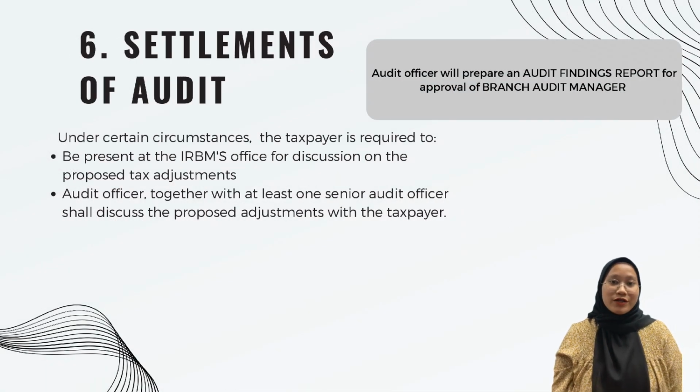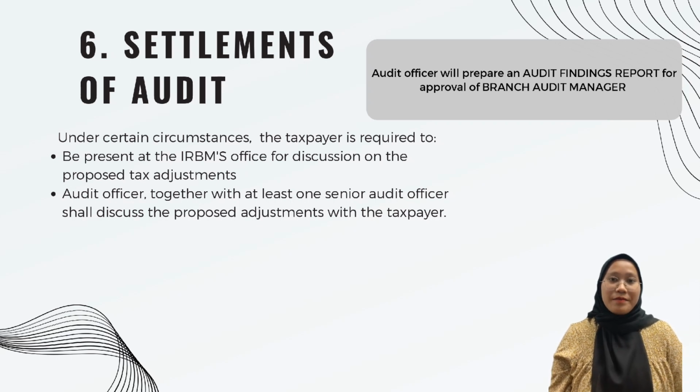After concluding the audit work, the audit officer will prepare an audit findings report for approval by the branch audit manager. Under some circumstances, the taxpayer is required to be present at IRBM's office to discuss the proposed tax adjustment with an audit officer together with one senior audit officer.